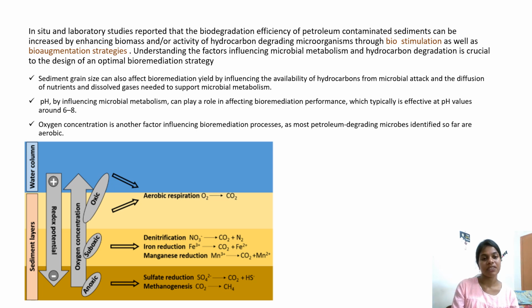So in this picture, we can see the water column and also the stratification of the sediment layers. Here it shows the redox potential going from positive to negative. Then the oxygen concentration goes from aerobic down to anaerobic, that is anoxic. In between, there is a suboxic region where bacteria that can tolerate low oxygen levels can grow.